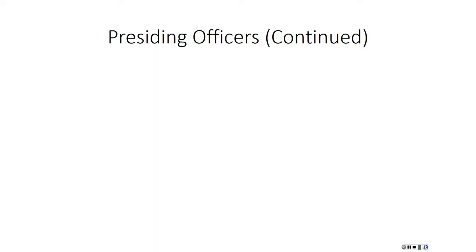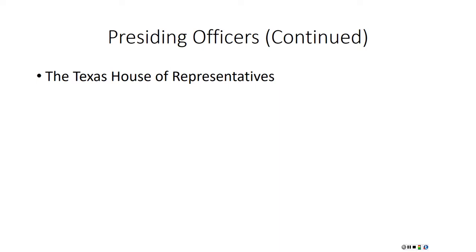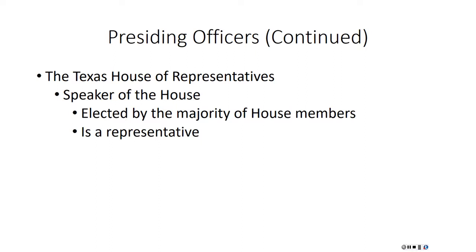So that was the Texas Senate. Texas House of Representatives, Speaker of the House, presiding officer, Speaker of the House. Now, he is different, he or she. They are a representative. They are a member of that 150 people in the House. They are elected by the House members. So the House elects their own speaker. They have a choice.